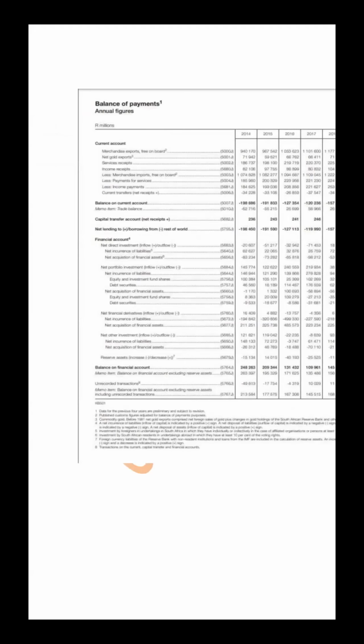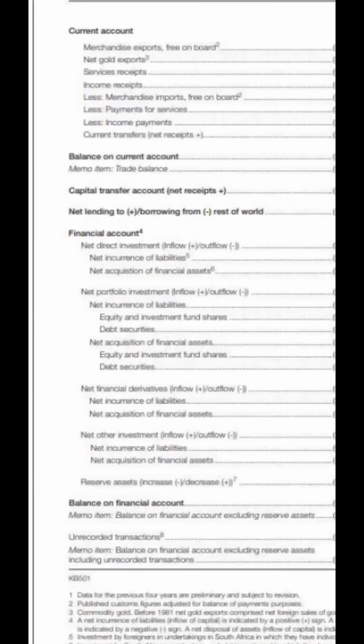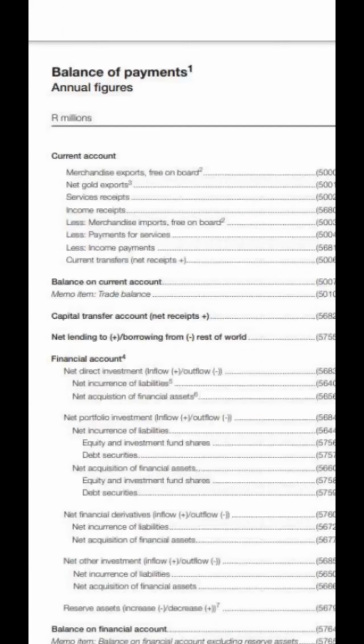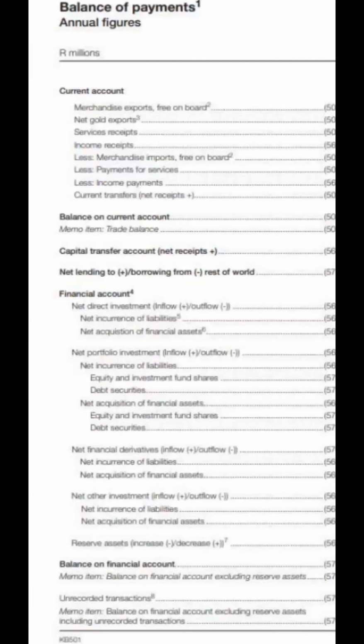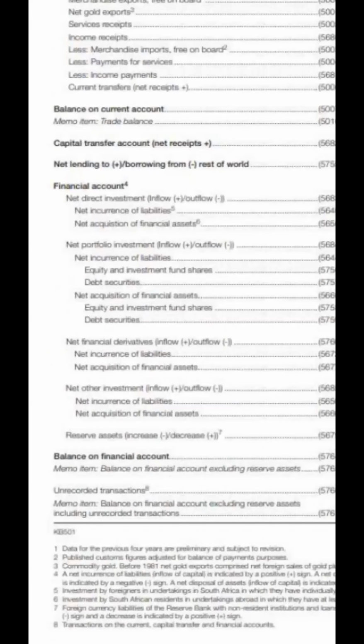All right, so this is the example, and then we're going to start off by breaking this down now, the current account, and then we'll talk about the capital. Let me blow it up again. So we'll start off with the current account, and then we'll look at the capital account, the capital transfer account, and then we'll look at the financial account, and then we'll look at the unrecorded transactions.